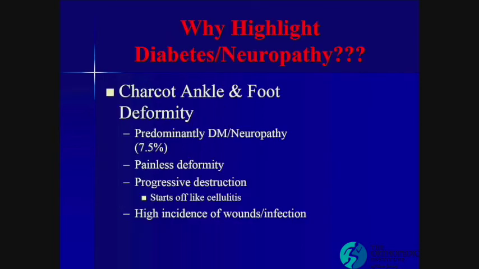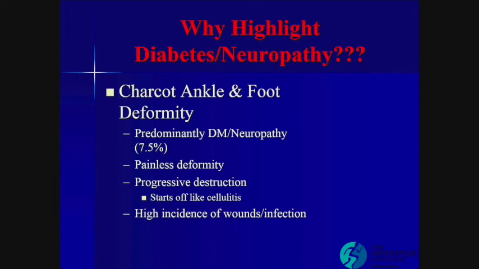Now, why highlight diabetes neuropathy? You must be wondering, why is that in red? Am I picking on people with diabetes and so forth? Well, the reason why I say that is because in about 7.5%, you could get something called Charcot foot or ankle deformity, which is a progressive neuropathic destruction of the joint without any trauma.